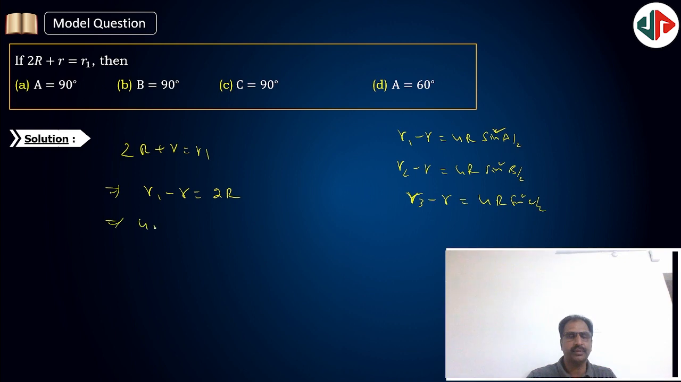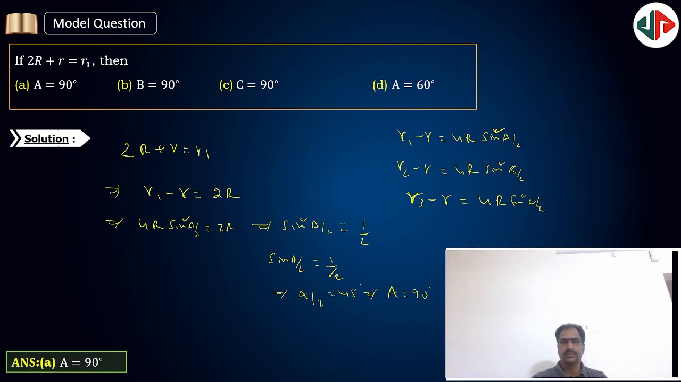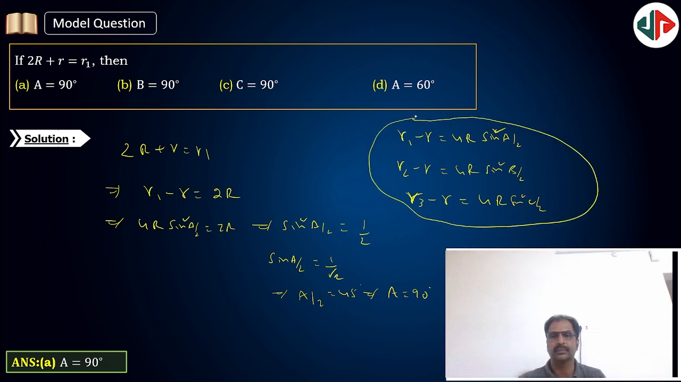So in place of r1 minus R, we can write 4R sin square A by 2, which is equal to 2R. From this, sin square A by 2 is equal to 1 by 2. Sin A by 2 is 1 by root 2. A by 2 is 45 degrees. A is equal to 90 degrees. Option A is correct. So all of you remember these shortcut formulas, which are very useful.